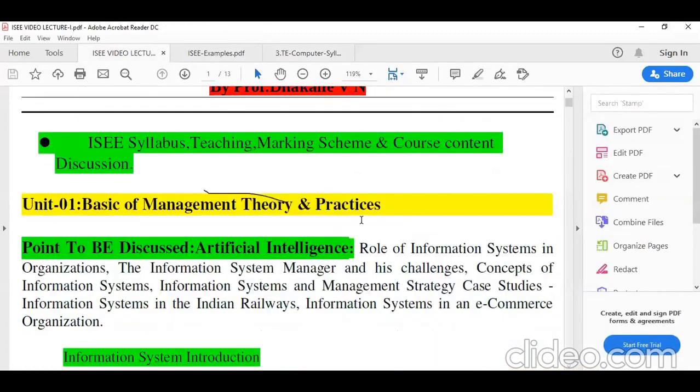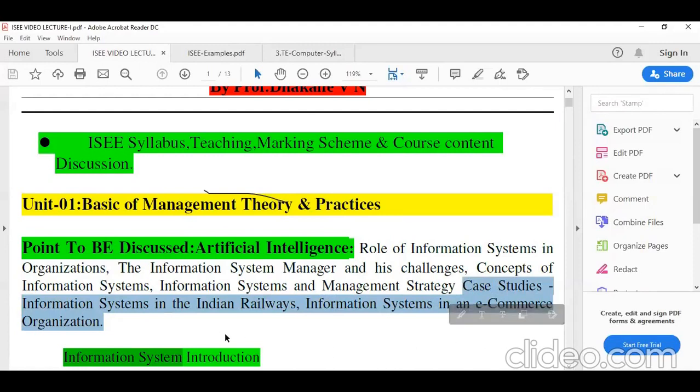Now let's start with the first unit, and under each unit you can find something new here. Under each unit we have given the case studies. This part, are you able to see? Can you see case studies? Yes, sir. Yes. Case studies.